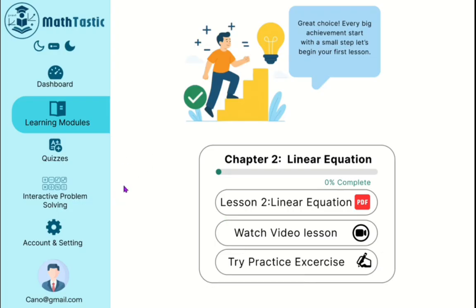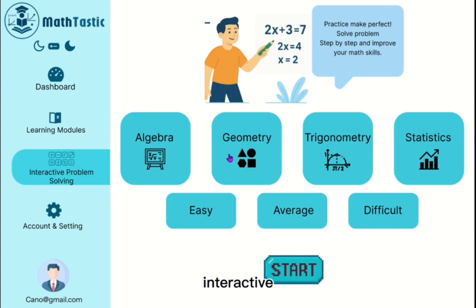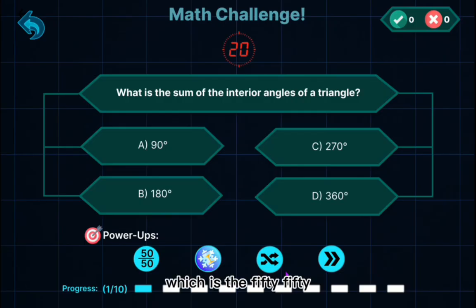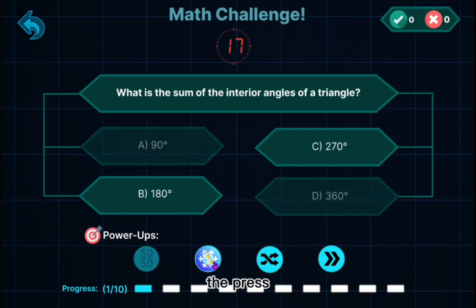Next lesson. Then next is the interactive problem solving, and start. You can also use the power-ups again, which are the 50-50 or hint, and you can also use the freeze, but the freeze is used for time.